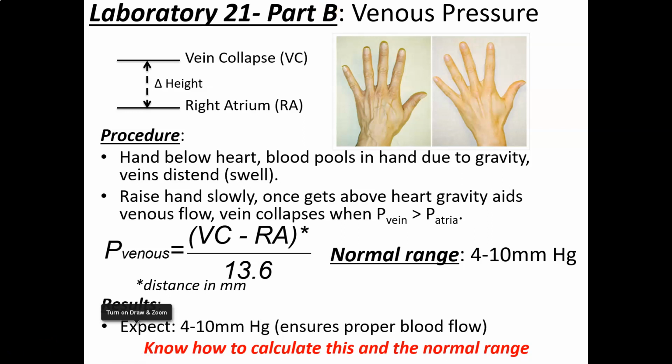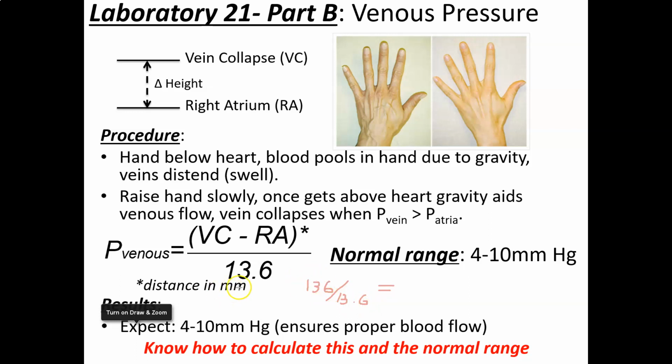So let's say we measured that difference at 136. If the difference between where the right atrium was, our reference point, and when the vein collapsed was 136, we would divide that by 13.6. Again, that's because we're taking the density difference between your blood and the density of mercury, and that would equal, and this is again 13.6 to get it into millimeters of mercury.